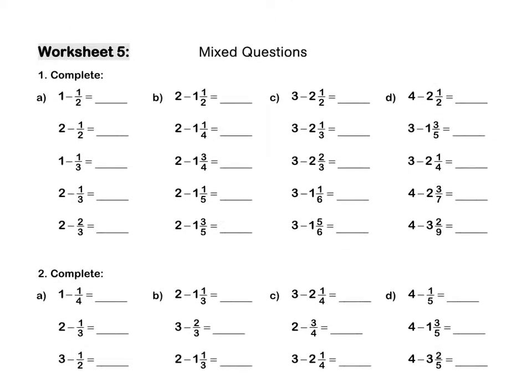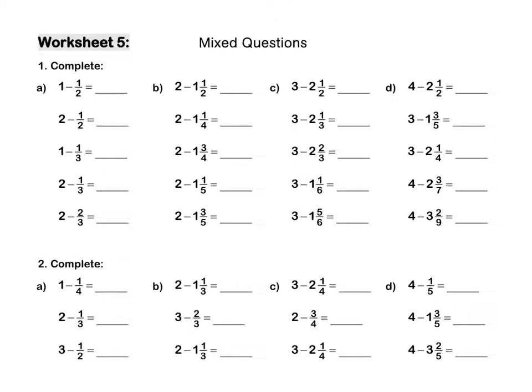Worksheet 5, Mixed Questions. Let's look at selected questions together. 1 minus 1/2 is 1/2. Therefore, 2 minus 1/2 is 1.5. Let's look at B. 2 minus 1.5 is 1/2, because 1/2 plus 1.5 is 2. 2 minus 1 1/4 is 3/4, because 3/4 plus 1 1/4 is 2 wholes.